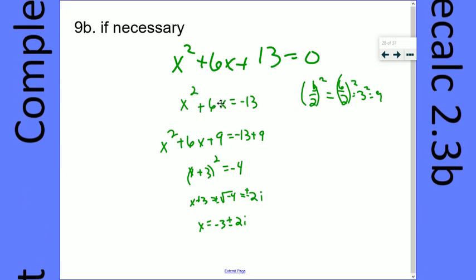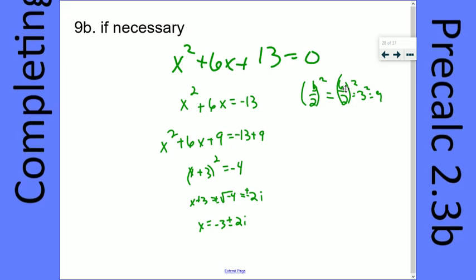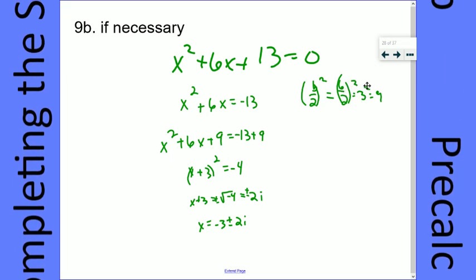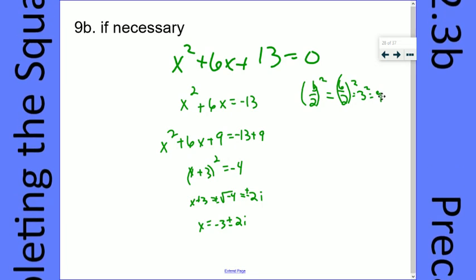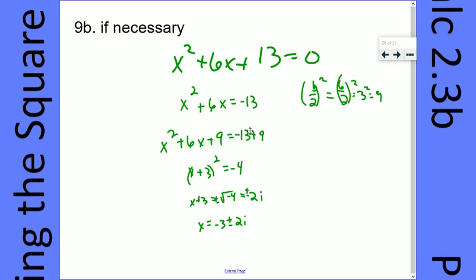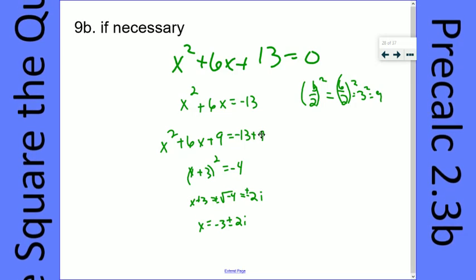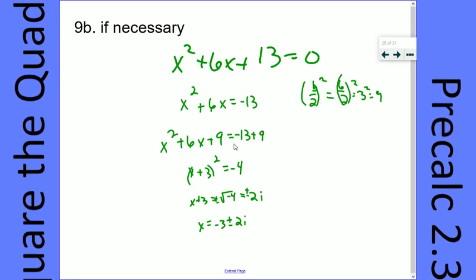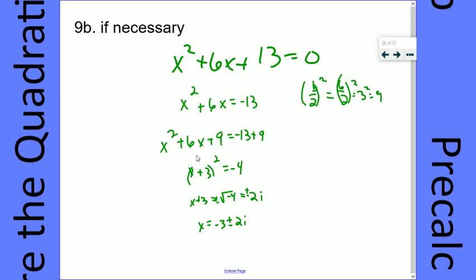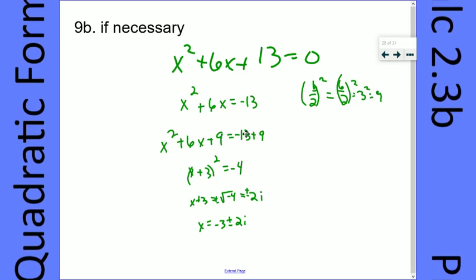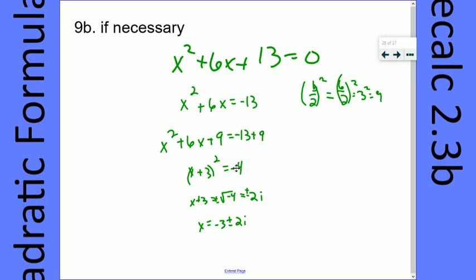Then we take whatever that number of x's is, divide that by 2, and square it. So 6 over 2 is 3. 3 squared is going to be 9. We then take that 9 and add it to both sides of our equation. Again, keeping our equation balanced, we are allowed to add the same thing to both sides of an equation. Then we have a perfect square trinomial, where we have x plus 3 squared, and negative 13 plus 9 is going to be negative 4.